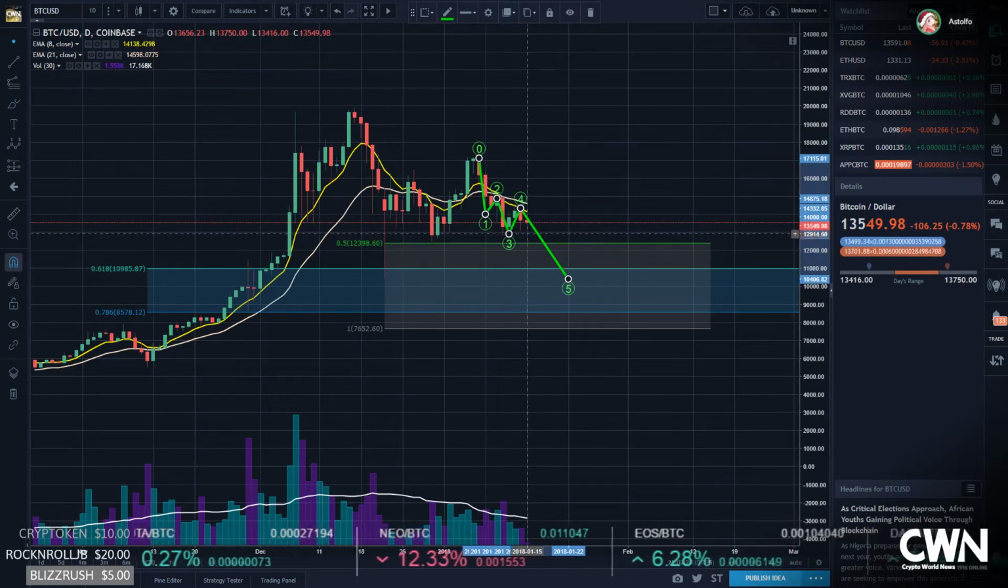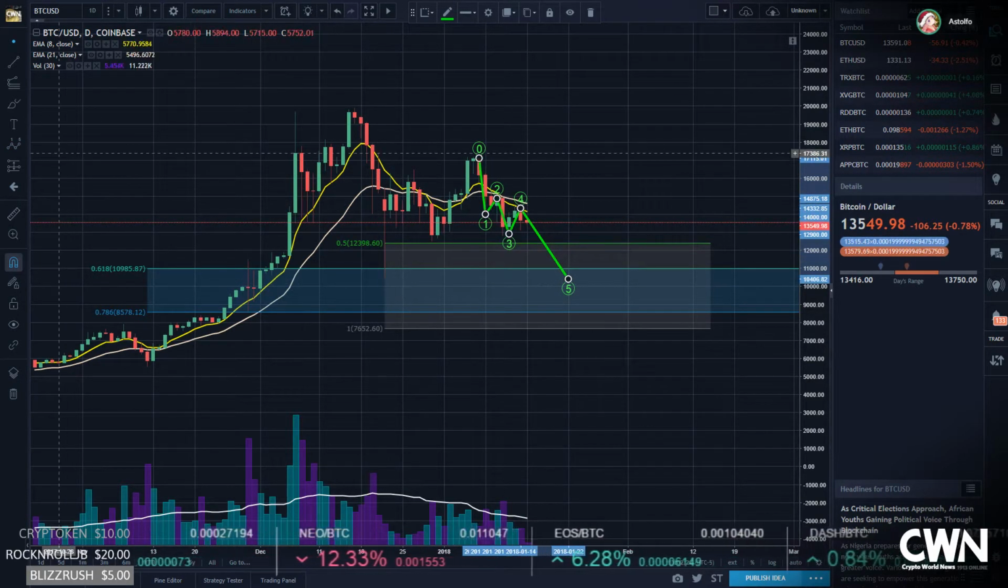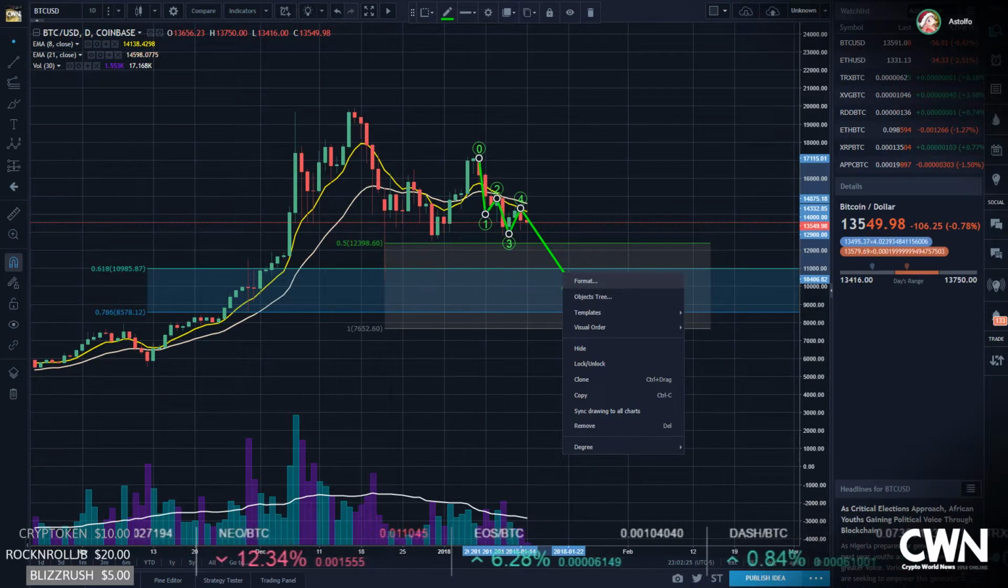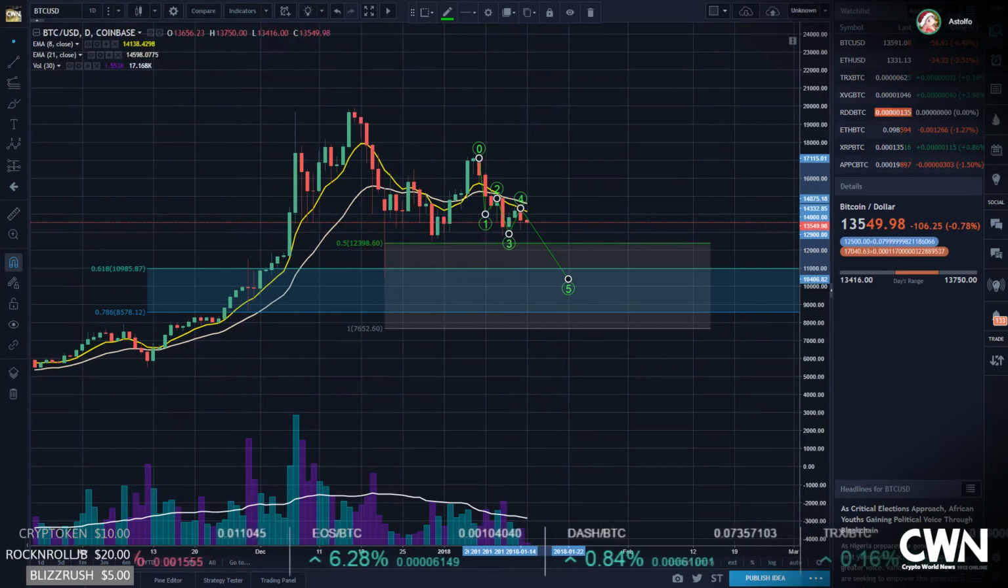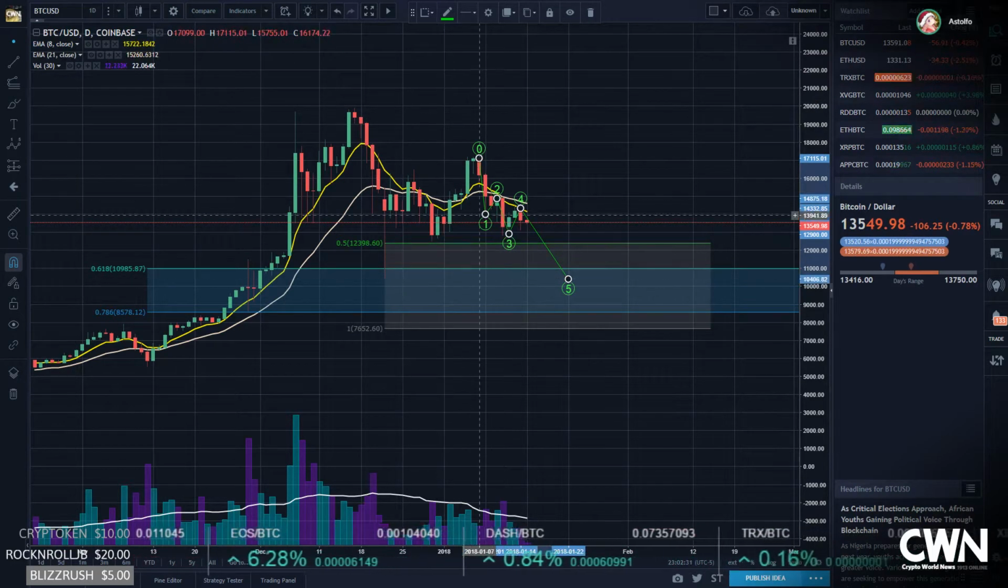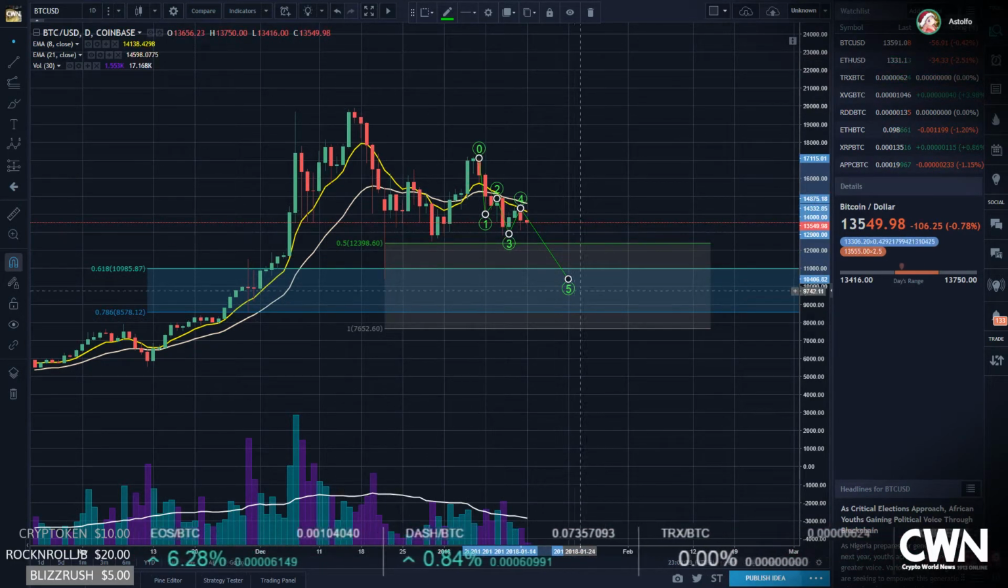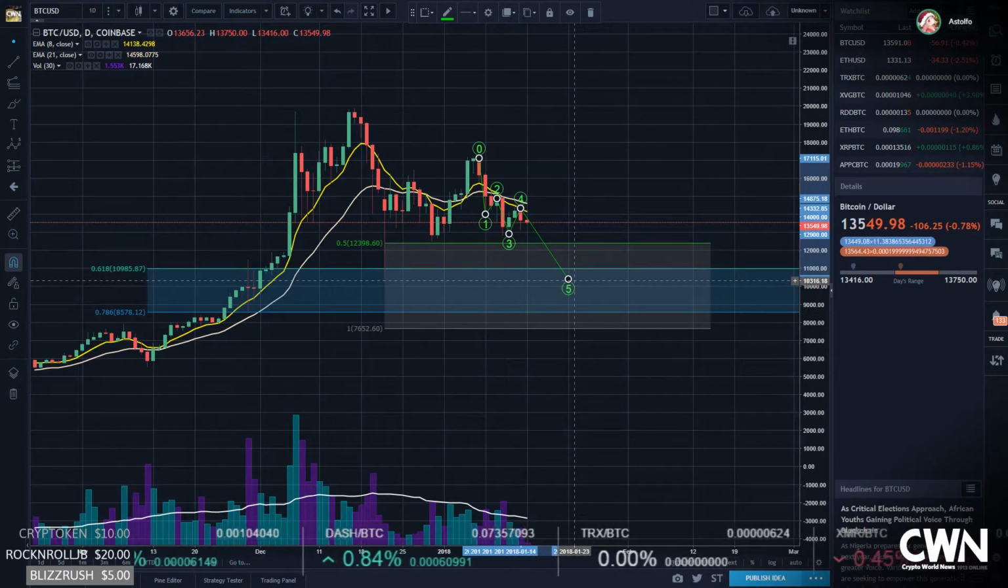Double bottom there would look pretty good for a 5-wave move. I'm just going to lighten this up. It's too bold. Okay, that looks good. Yeah, I'm really liking this ABC pattern for a double bottom at 10,000.